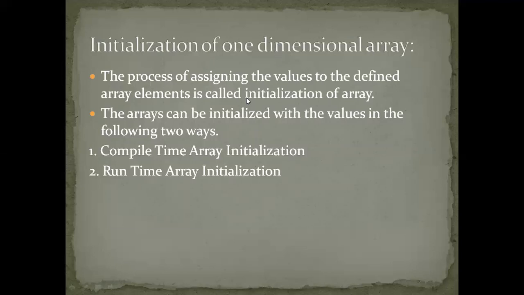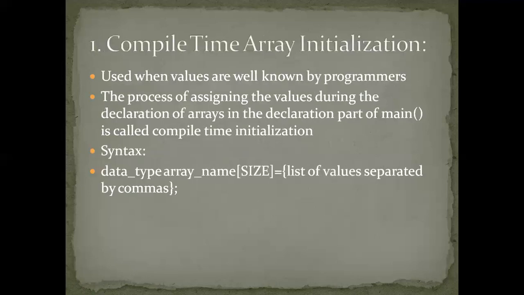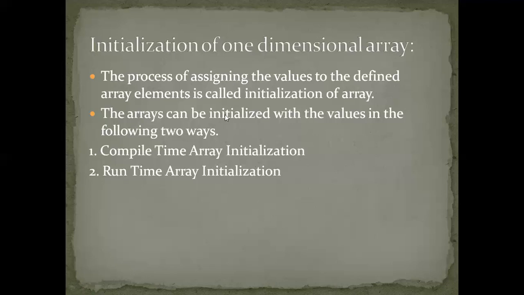Next we can see initialization of one-dimensional array. We have gone through how we can declare; the next part is initialization. Initialization is nothing but the process of assigning values to the defined array elements. int a[5], we have taken in the previous slide. So int a[5] is a declaration. Initialization means we are going to give the values for that. We can see how we can assign the value for each one.